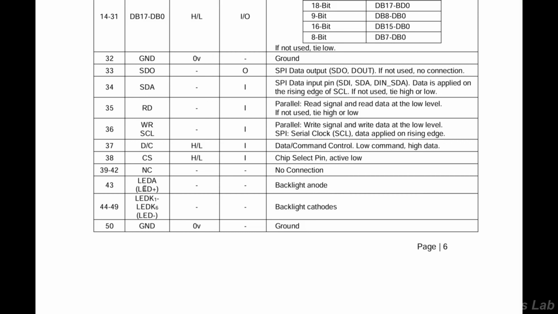Now this is the backlight anode, and this is the backlight cathodes. So they have 6 of them. All right, and then our ground. All right, so that's the interface.